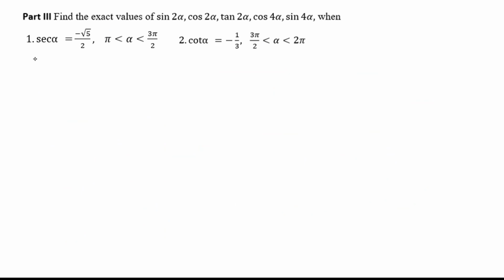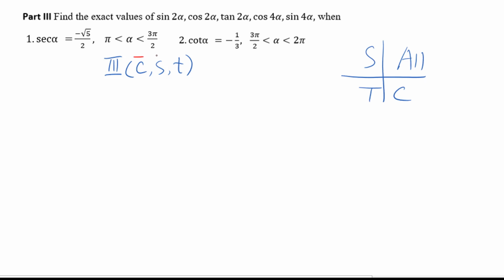Let's go to part 3. Find the exact value when secant alpha equals negative square root of 5 over 2. Alpha is between pi and 3 pi over 2. That is the third quadrant. For the third quadrant, we know CAST: All Students Take Calculus. This will be negative, negative, positive.